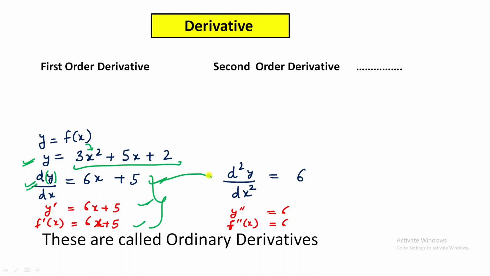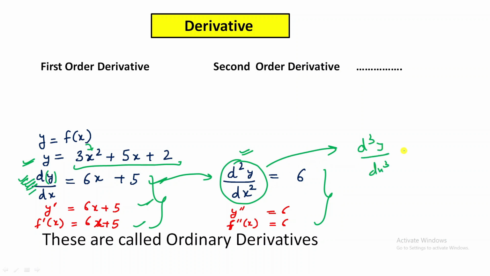Now, if we differentiate this dy upon dx again, then we will get d squared y upon dx square equal to 6. We can write this derivative as y double dash or f double dash x. Again, these are all the same. So this is the first order derivative, this is the second order derivative. And if we differentiate it again, d cube y upon dx cube, and for a constant the differentiation is 0, then this is the third order derivative. So these are different orders of derivatives.